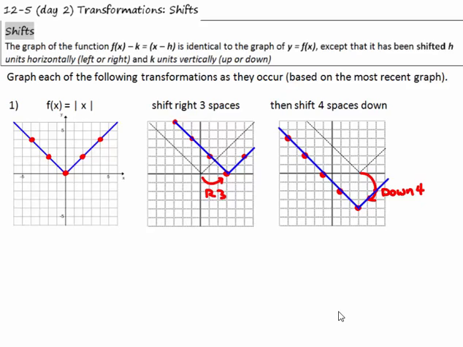You can go ahead and double check. So every point on this previously shifted graph has now been shifted down 4 spaces. So the shape of the graph doesn't change. The only thing that changes is where it begins.